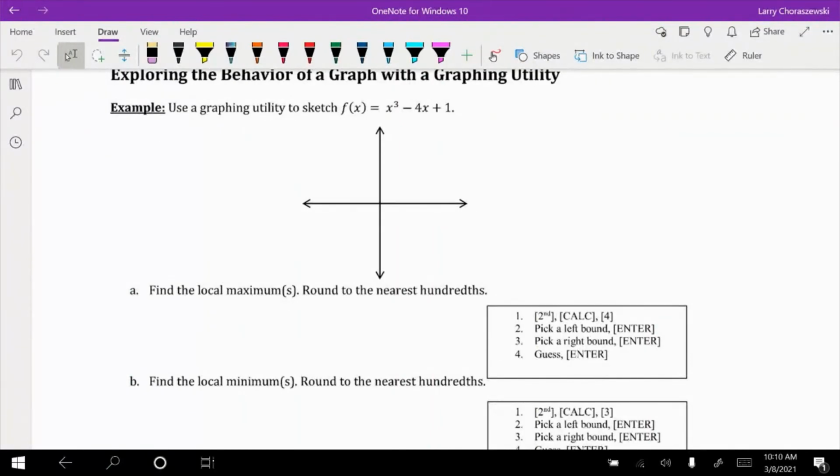It says, use a graphing utility to sketch f of x equals x cubed minus 4x plus 1. Now, the way we enter this into the graphing calculator is much like before. Keep in mind f of x is function notation for the variable y, so we would be able to type this into the y1 row of our graphing calculator as x cubed minus 4x plus 1. All right, so let's start out with that.